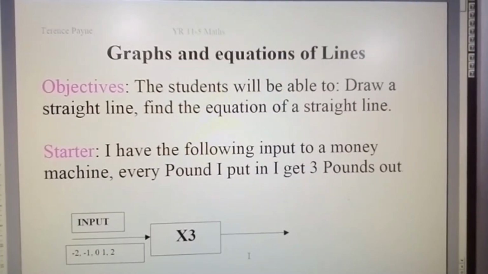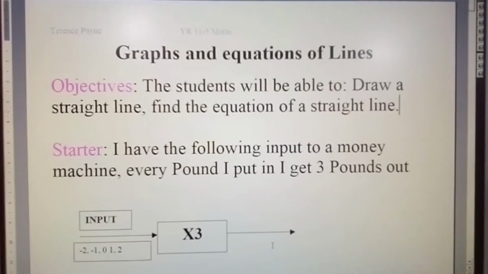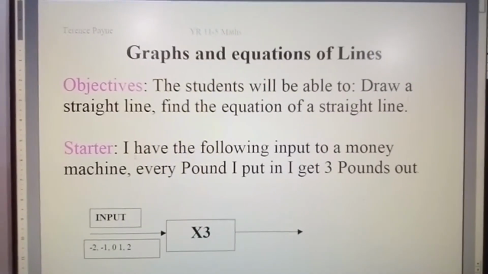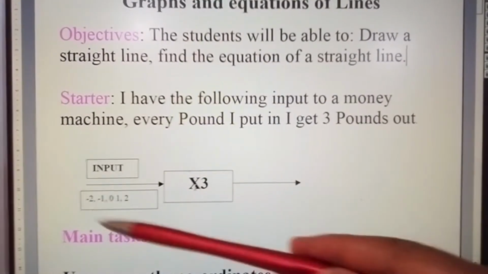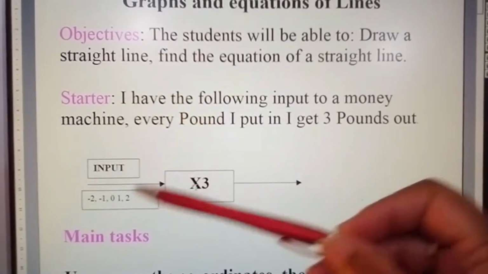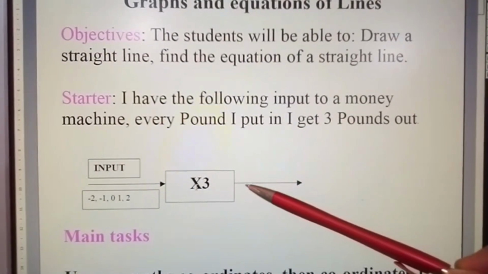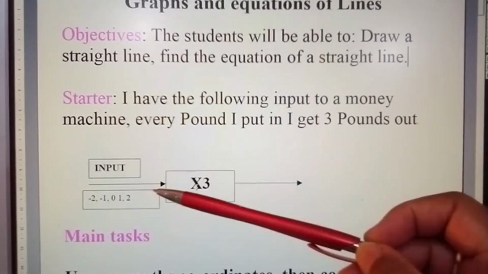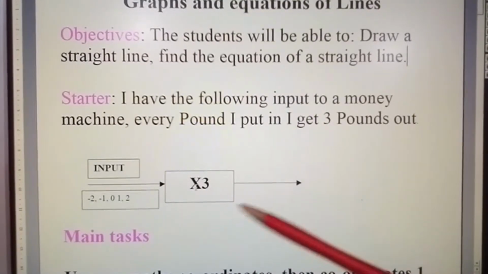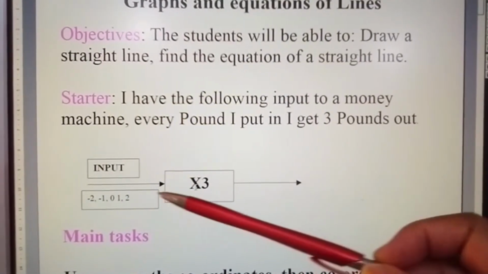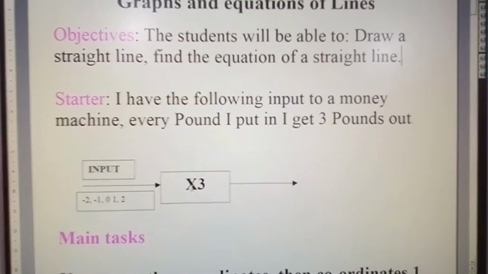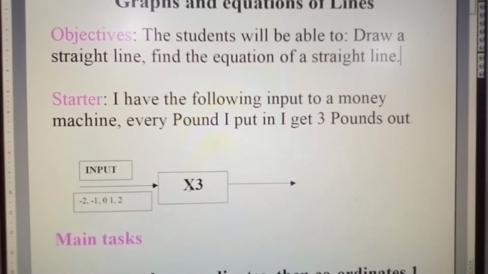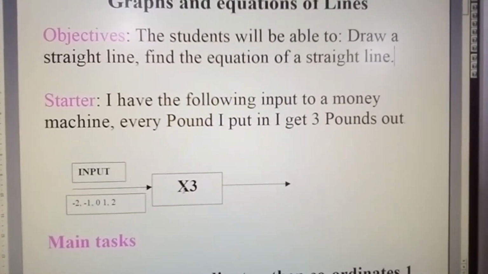Starter, I've used starter here. I have the following input to a money machine. Every pound I put in, I get £3 out. So imagine that for a moment. Brilliant, won't it? So I'm putting in minus 2, so 3 times minus 2 would be minus 6, so that will go there. Minus 1, 3 times minus 1 would be minus 3. 3 times 0 would be 0. 3 times 1 would be 3, etc. 3 times 2 would be 6. So you could see my output machine would be giving me a value of 3 times what I put in.